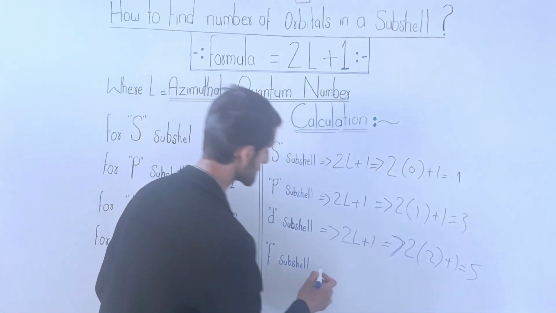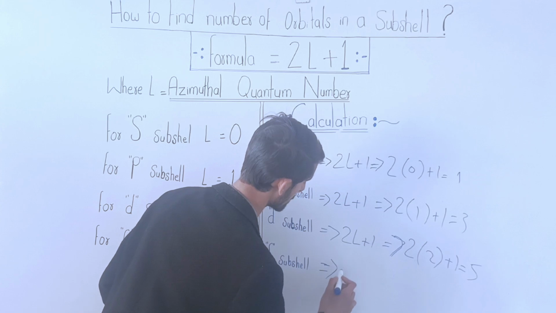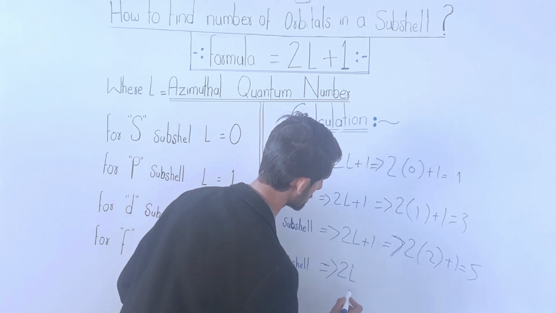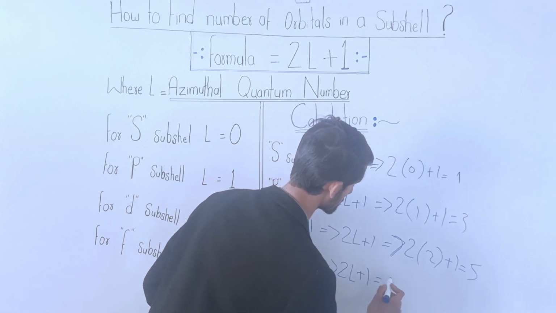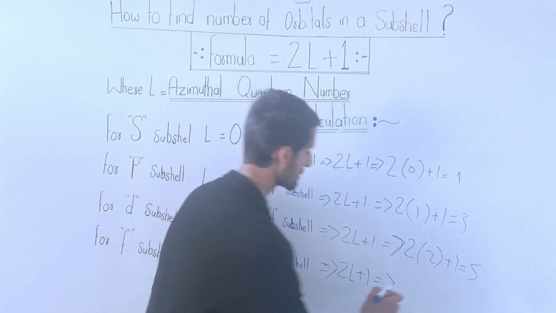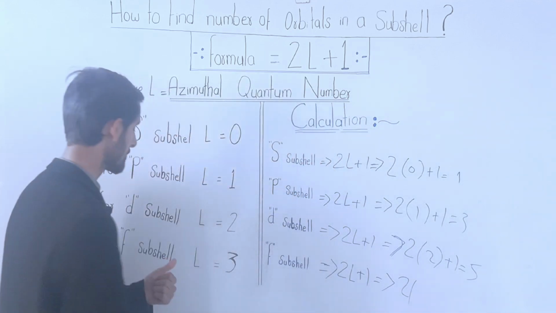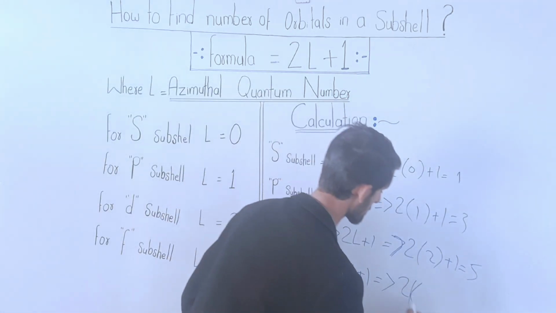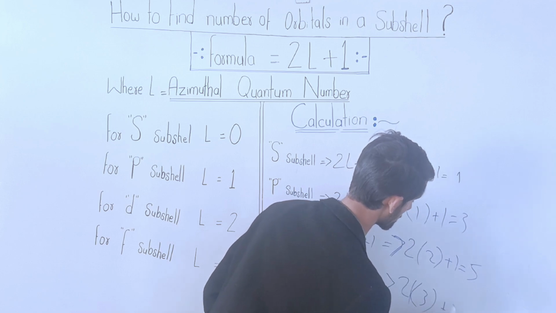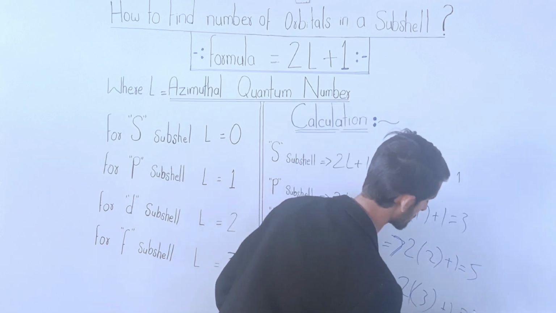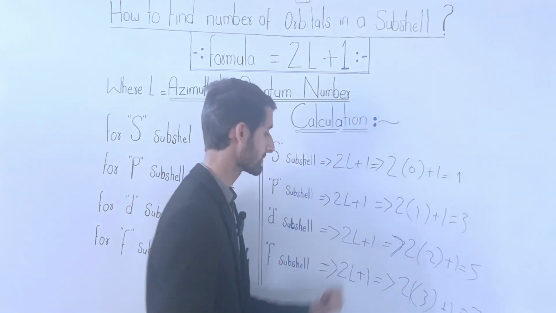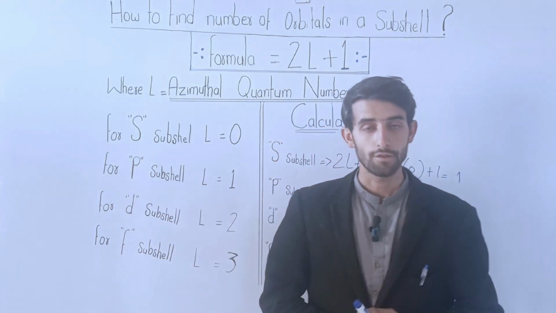Now for F subshell, the same mechanism will be followed. Now first we will write the formula 2l plus 1. Now substitute the value for F subshell. Write the value of L, which is 3. So write 3. Multiplying 2 with 3 gives 6, now add 1. It will give a value of 7. It means that 7 orbitals are present in F subshell of an atom.